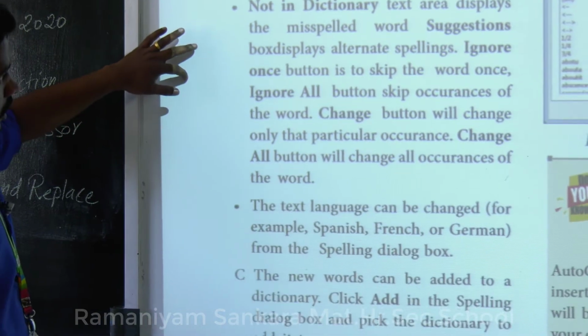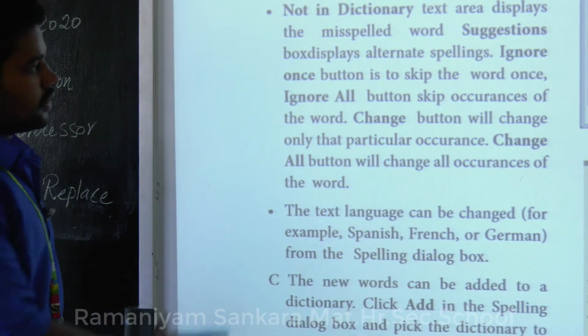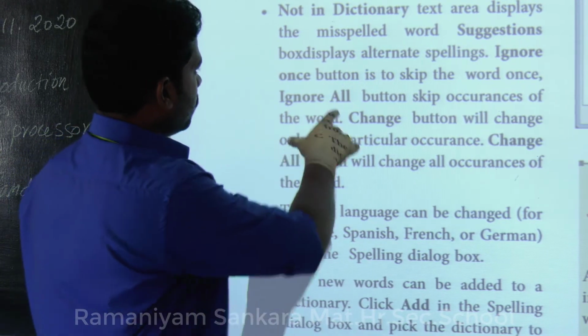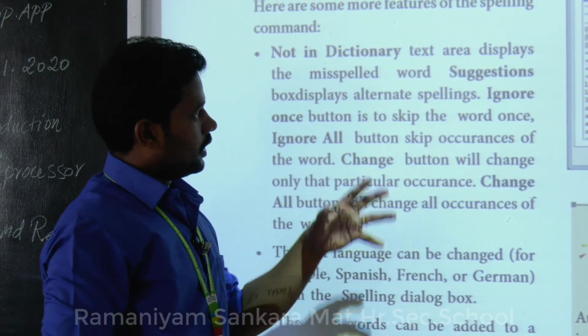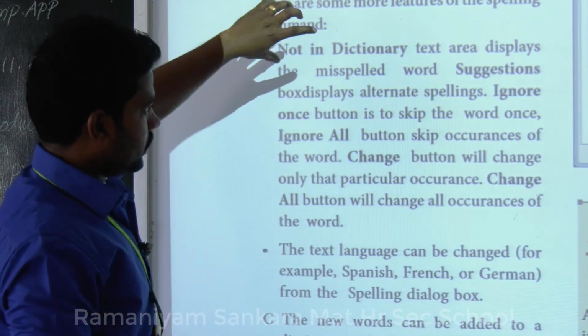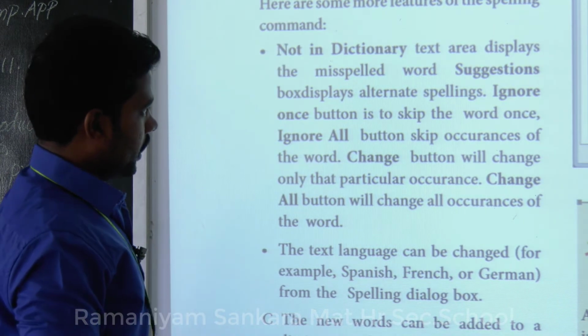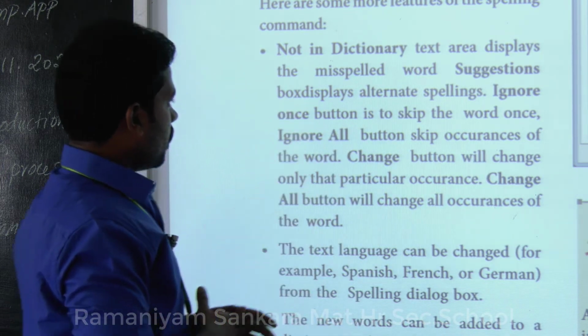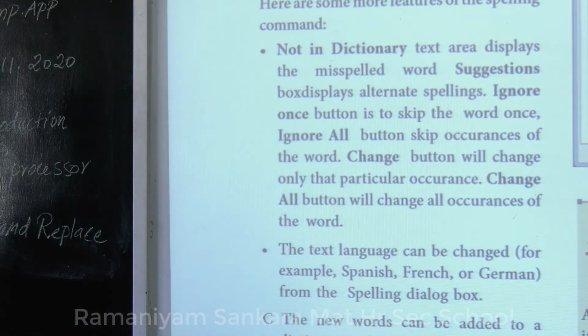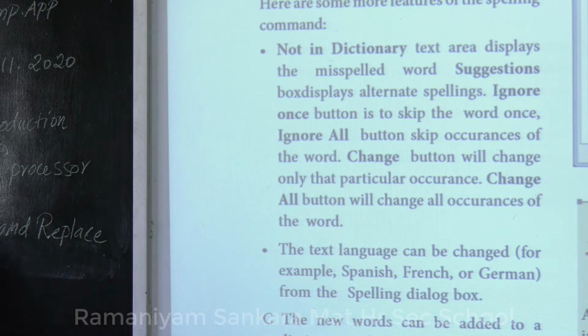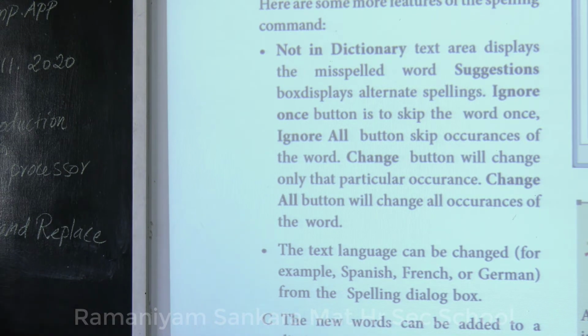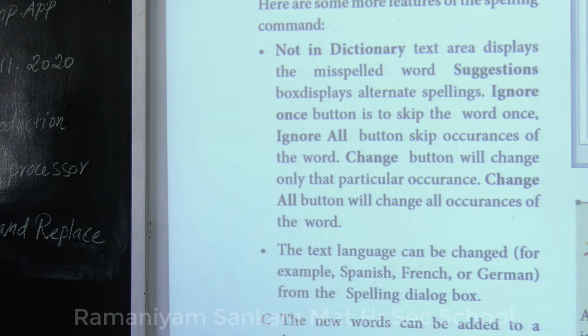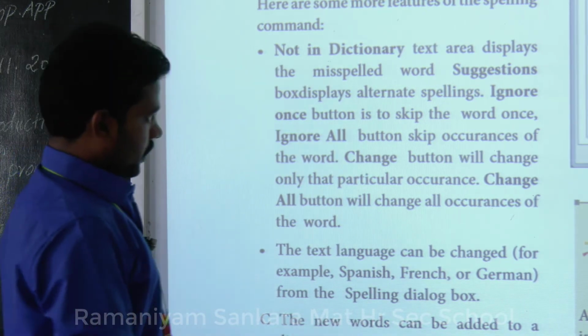The first one, the Not in Dictionary option. What is the usage and the purpose of this particular option, Not in Dictionary? The Not in Dictionary text area displays all the misspelled words, and the suggestion box displays alternate spellings. So all the misspelled words will be displayed in that area, and the suggestion box displays alternate spellings for that particular misspelled word.